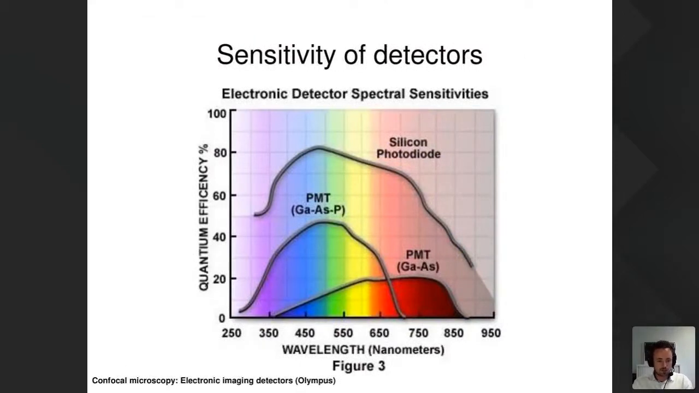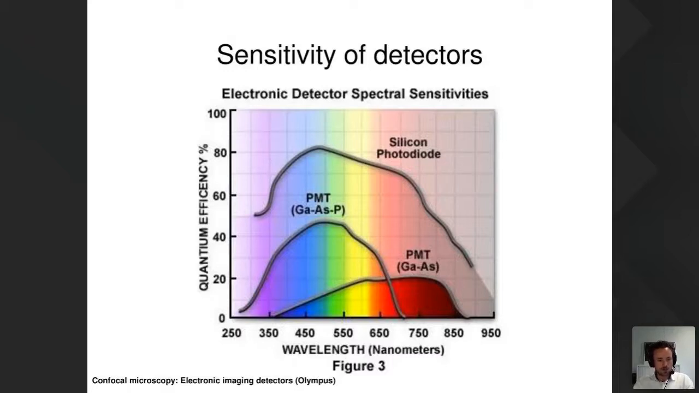But what is a big downside of using these point detectors is that they're quite insensitive. So here we can see a graph of the relative sensitivities of a gallium arsenic PMT, which is very widely used. And you can see that it has a quantum efficiency of about 20%. So it means one in every five photons will be converted into readable signal. Then you have slightly better PMTs, the gallium arsenic phosphorus. So they reach up to 45, but you can also see that it drops off, especially in the far red.